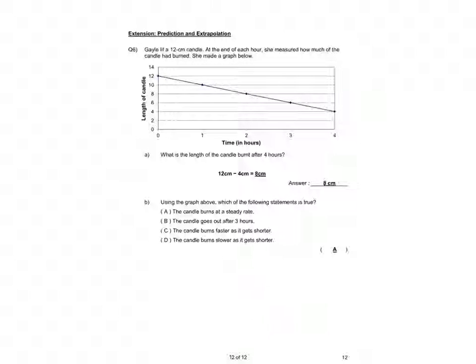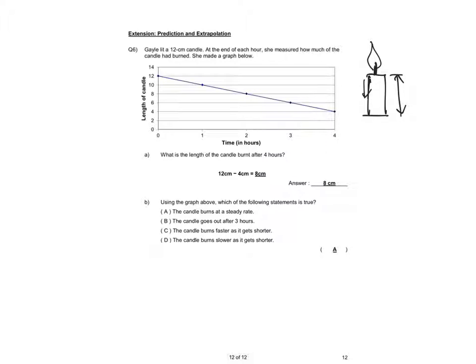This question is actually meant to stretch a bit, to see if we can predict something out of it. So let's take a look. They say that this person lit a 12 cm candle. After you light the candle, it will only get shorter and shorter, correct? Not everybody has lit a candle before nowadays, but a candle is just something like this, then the flame will be here. So the height of the candle is this. As you light it longer and longer, it becomes shorter and shorter, correct?